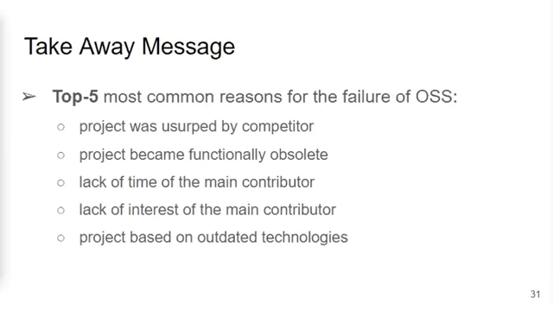So, finally, the takeaway message of this research is the top 5 most common reasons for the failure of open source systems are: the project was overlooked by competition, the project became functionally obsolete, the lack of time of the main contributor, followed by the lack of interest of the main contributor, and the project based on outdated technologies.